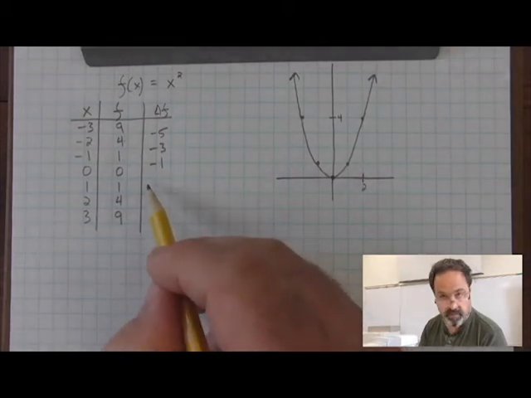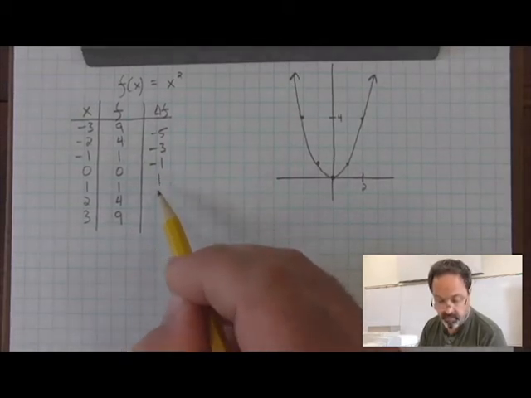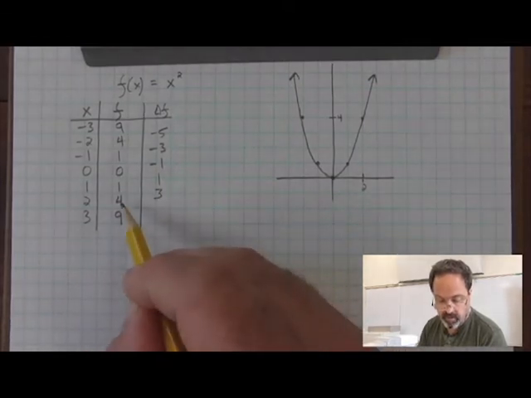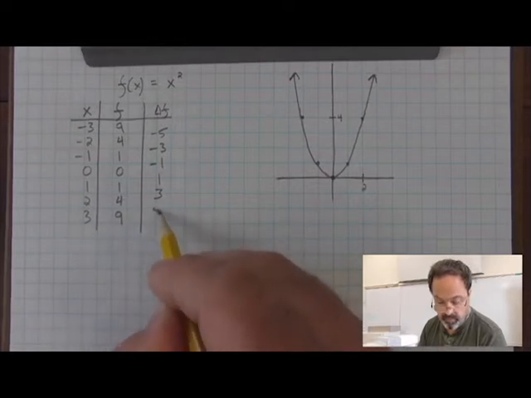But then we're increasing. From 0 to 1 is a positive increase, a change of 1. And then we have a change of 3. And we have to go up by 5 to go from 4 to 9. That's the change.